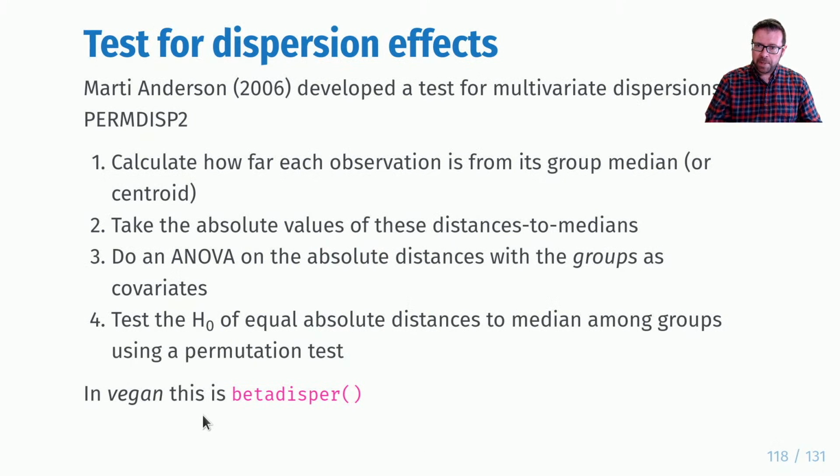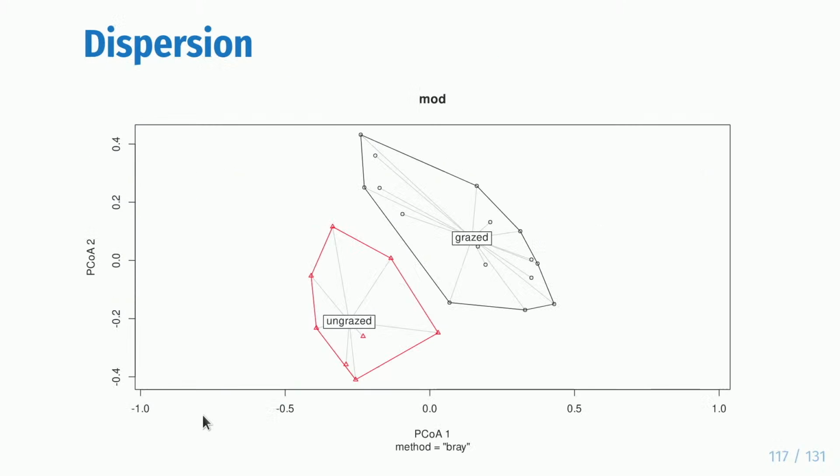In 2006, as part of some work that Marti Anderson was doing on biodiversity metrics as well, Marti came up with this test for the dispersion, this PERMDISP. So it's a multivariate test of multivariate dispersions, or differences of multivariate dispersions. The general idea here is that you can calculate how far each observation is from its group median. So let's say these are the group medians here, and the grey lines joining the points represent the distances between each observation and the median.